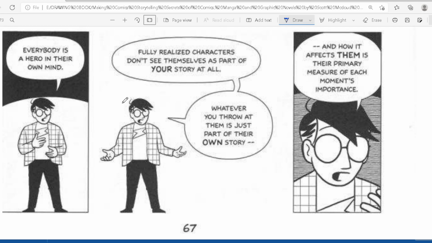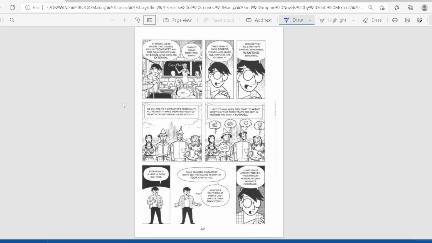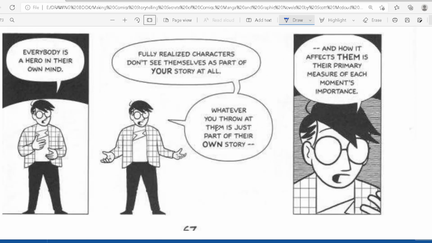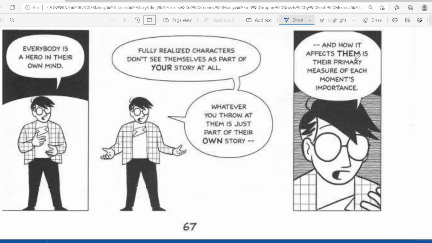Whatever was happening with me, I was taking as I'm the hero. Sometimes someone was abusing me and someone was hurting me. That time also I was thinking I am the hero, and that's why I'm facing all these problems, and facing these good conditions also, you know. So that is what was happening with me, and I think almost every child thinks about the same thing. And how it affects them is their primary measure of each moment's importance.